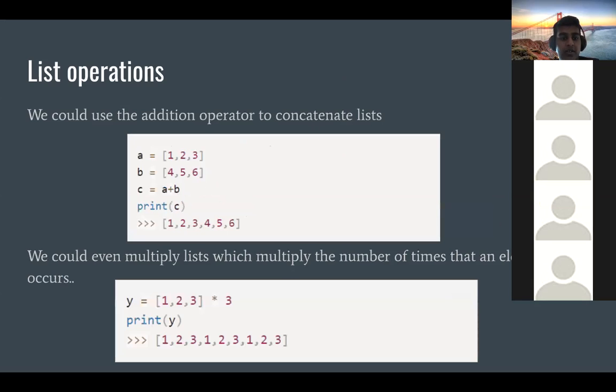Okay. So now we can do a lot of things with lists. For example, we can use the addition operator to concatenate lists. You're probably familiar with concatenation. It's when you combine two strings together, or in this case, we're going to combine lists. You can even multiply lists, which multiplies the number of times an element occurs. So for example, if it's 1, 2, 3, it'll just repeat 1, 2, 3 again, like 3 times within the list, and form a bigger list.